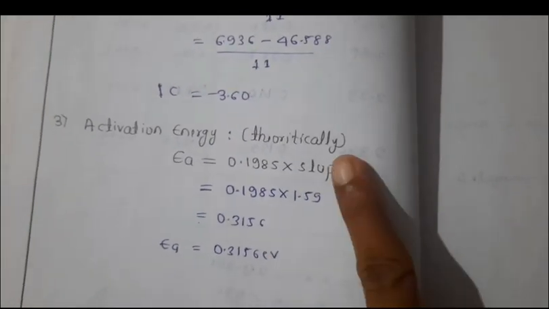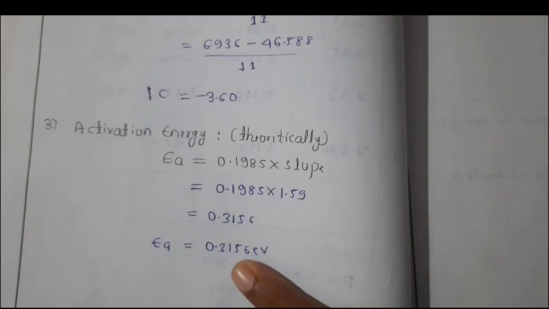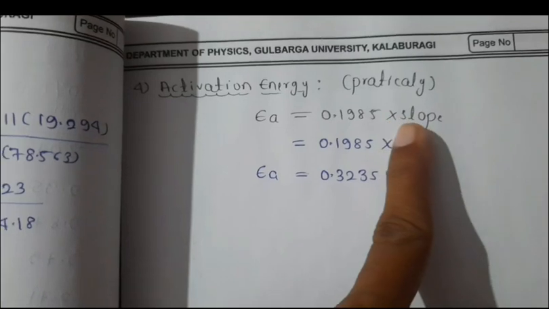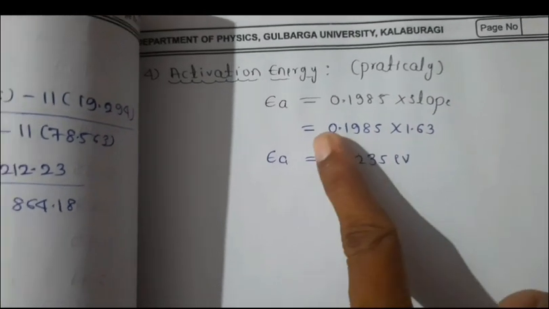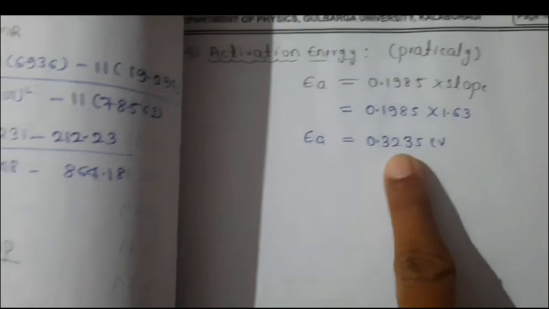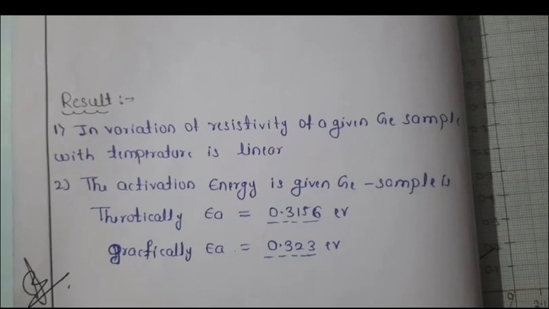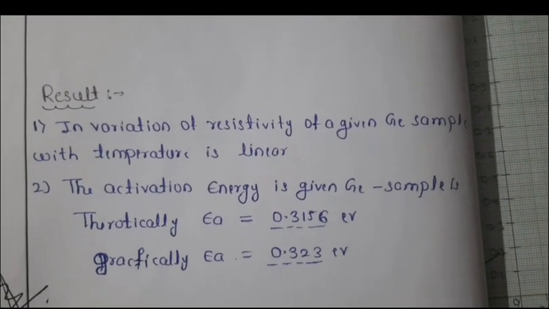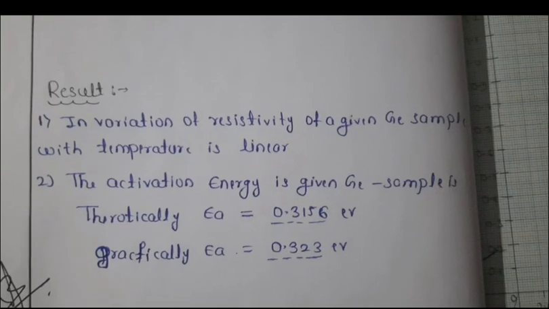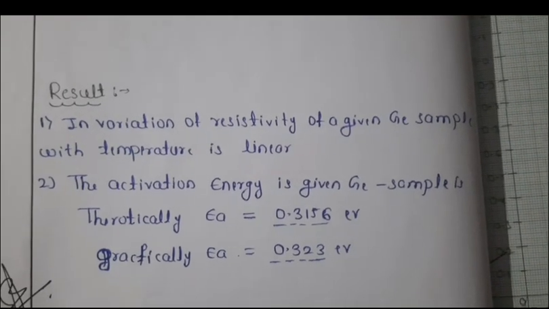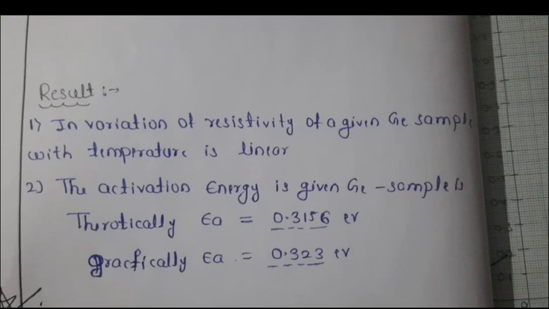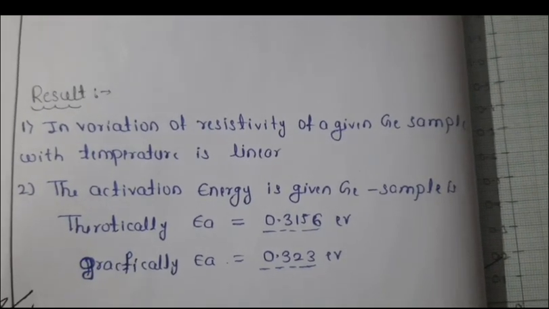Use this formula and calculate the activation energy theoretically, that is nearly 0.3 electron volt. And the activation energy from the slope of the graph, 1.63 into this value, is also nearly 0.3 electron volt. Then at the end you can write the result: the variation of resistivity of the given germanium sample with temperature is linear, and the activation energy of the germanium sample, theoretically and graphically, are both near, about 0.3 electron volt.